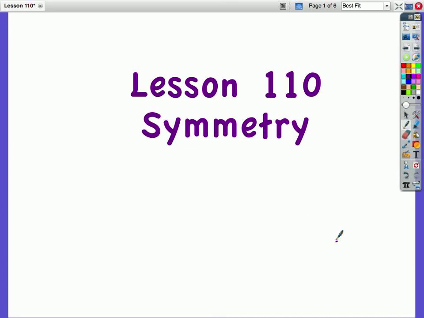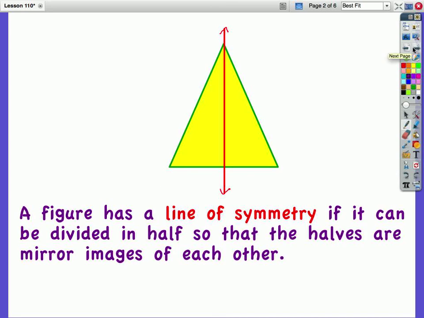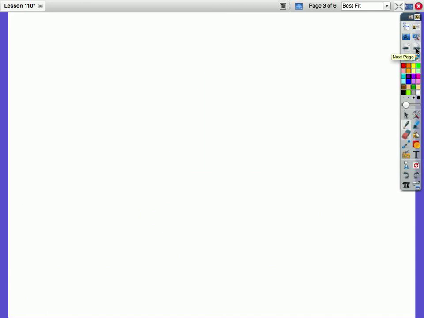We're going to talk about symmetry. A figure has a line of symmetry if it can be divided in half so that the halves are mirror images of each other. So if I cut this triangle in half right where I have that red line, you can see the two halves are exactly the same. For a figure to have a line of symmetry, when we split it in half, those halves have to be exactly the same.